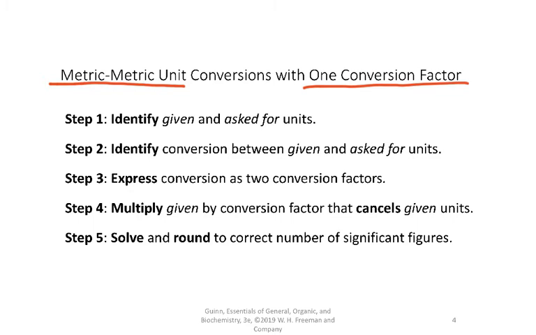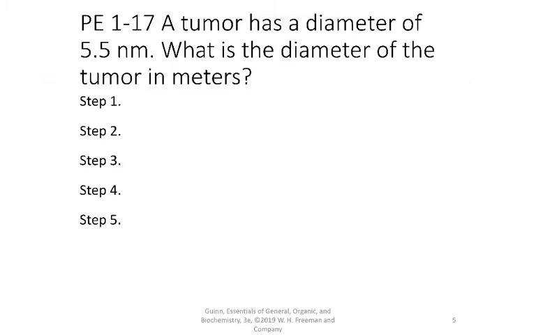Step 3, write out or express those conversions as 2 conversion factors, ratios. Step 4, multiply the given by the conversion factor that cancels the given units. As I've said, the unit you're converting into should go on top. Step 5, solve and round to sig figs. Okay, let's do these 5 steps with this question. Practice exercise 117 from your textbook.